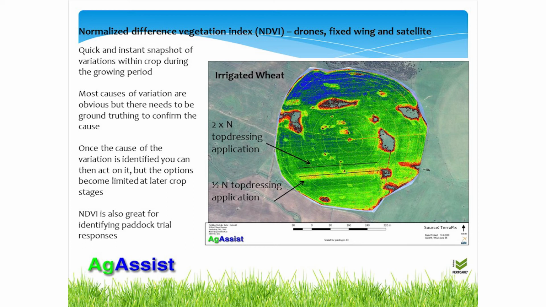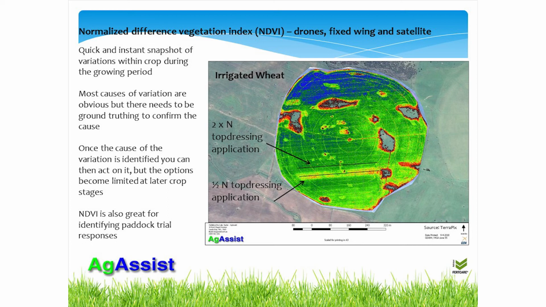With this image here, hopefully you can see there's a line. There are 2 black lines at the bottom of the circle. The very bottom one, you can see that there's a colour change there. Now this is where we did a nitrogen trial.